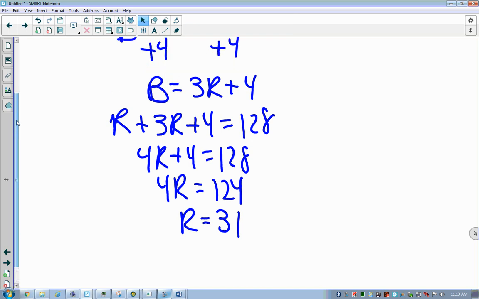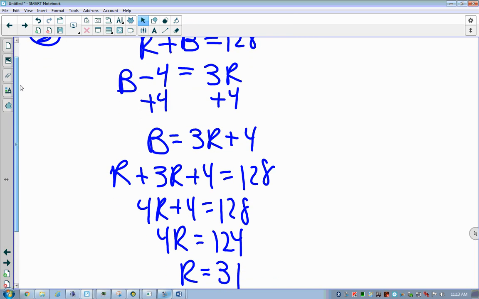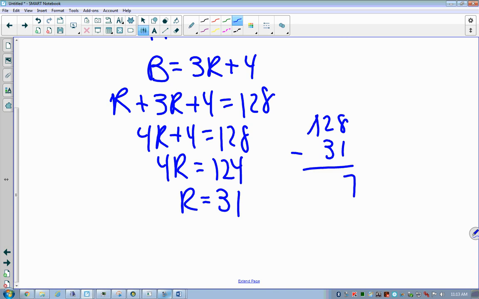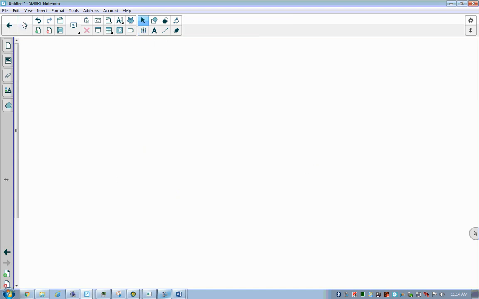I can go back up to my original equation. 31 plus what is 128? So 128 minus 31. 97 blues. Okay, was that the answer? Hopefully. 31 and 97. Yep. Questions there? Did we understand the process?